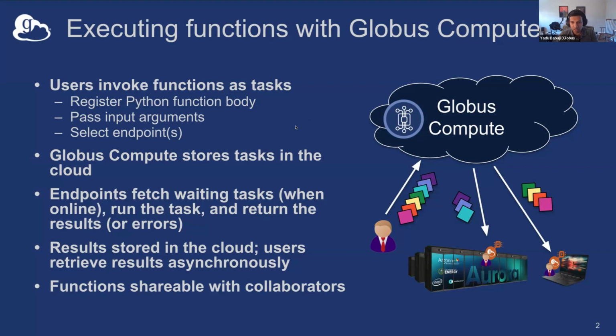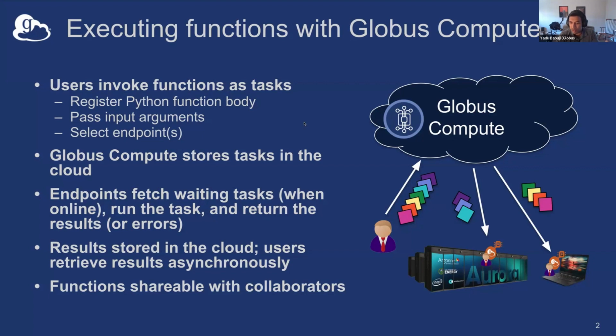And once the endpoint is ready, it would fetch the task and provision resources from the machine. So assuming your endpoint is running on a campus cluster or a supercomputer, when the task gets to the endpoint, it decides, oh, I need more resources. It goes and negotiates with the local system's scheduler.